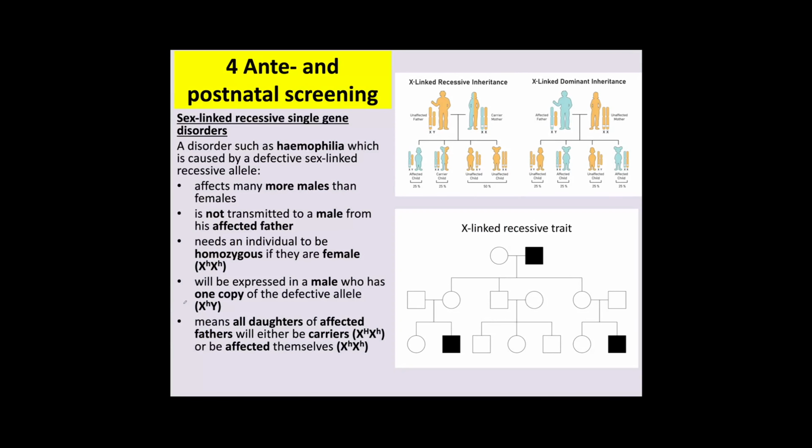So the last type of inheritance we need to know about is sex-linked recessive single gene disorders, okay? And these ones are maybe the trickiest, I would say, to do out of all of them. Something like haemophilia is a good example of a sex-linked recessive allele, and it's caused by the sex-linked recessive allele, and like all sex-linked conditions, okay? It affects many more males. It is not transmitted to a male from his affected father.